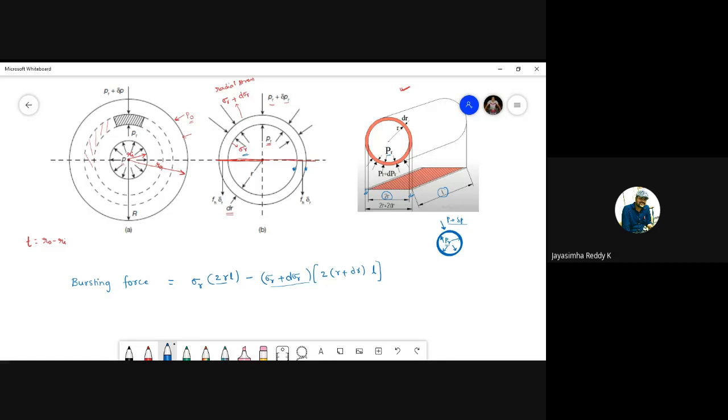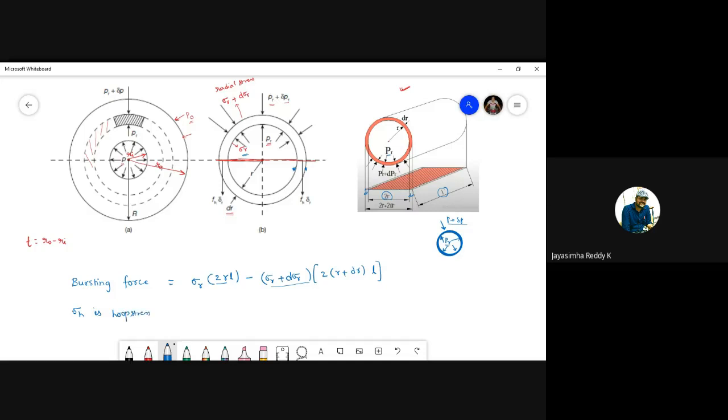I have just taken 2 as common, r plus dr is written here, multiplied by L. L is the side of the rectangle. So for external force, we are considering the entire rectangle, and for internal force, we are considering the orange shaded portion here. I hope you got this, students. This is the net bursting force. Once you get into this, it will be very easy. Now let us write for hoop stress. Sigma H is hoop stress.